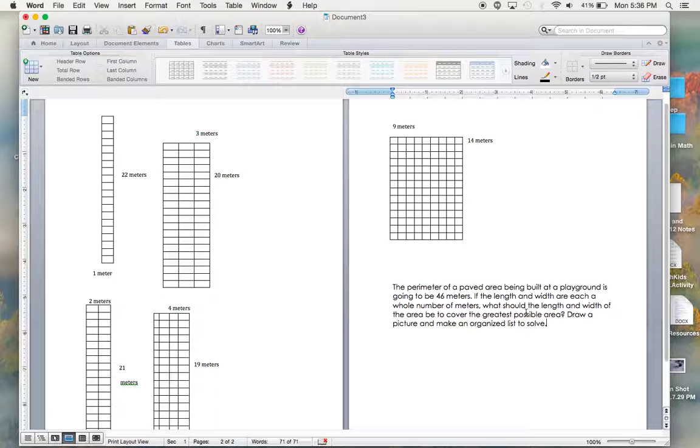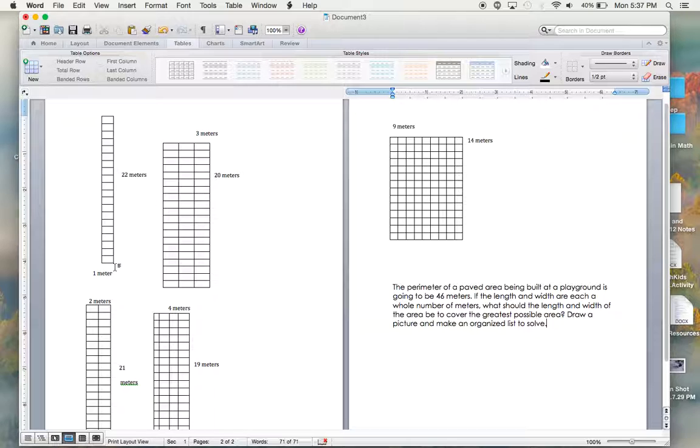If the length and width are each whole numbers of meters, then what should be the length and width of the area to cover the greatest possible area? Draw a picture and make an organized list to solve. So I started over here with the smallest or the easiest, 1 meter by 22 meters.